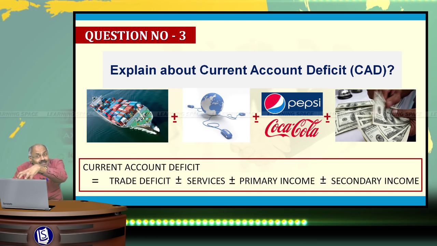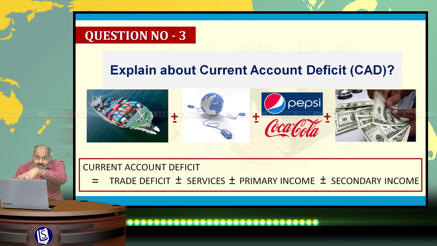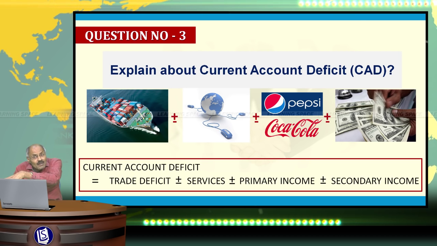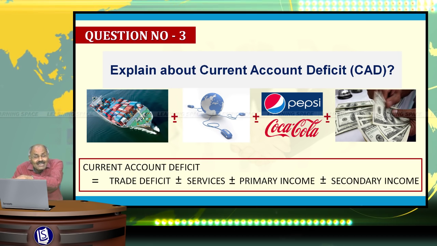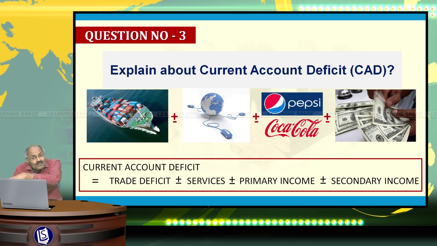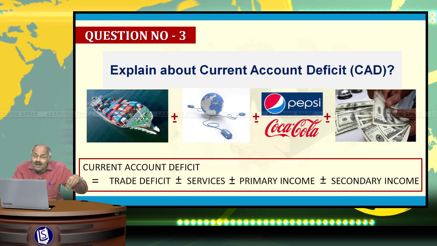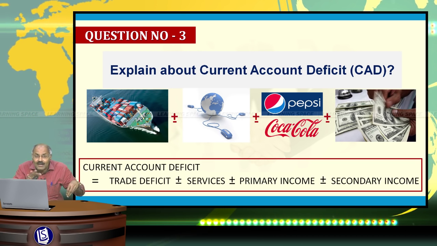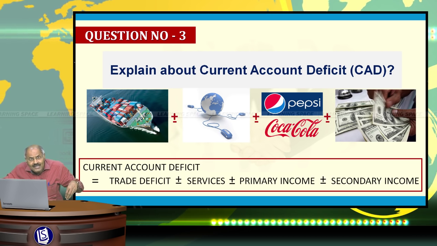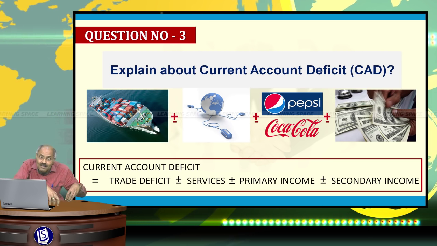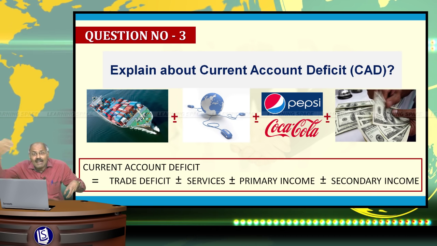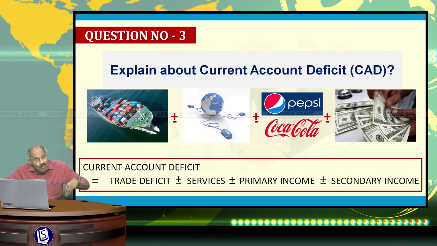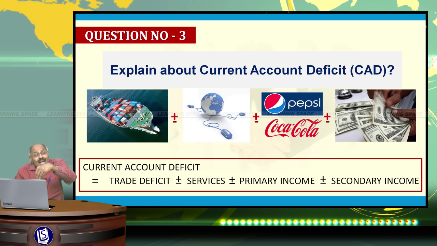You have to add these services. Third one is you have to add or subtract the royalty payments or profits taken away by multinational companies, that is known as primary income. Pepsi and Coca-Cola are in India, Nestle is in India, but they are not our owned companies, they are owned by other countries. They established their companies here. Once they get profit, they will take it away from this country in the form of royalty payments or profit or interest, whatever it is. So that is to be added or subtracted.